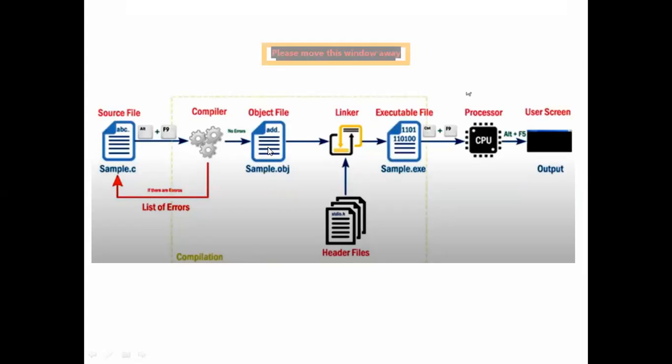This object file is then given to the linker, where I'll be adding the header files, for example stdio.h, which is standard input output, or conio.h, math.h, etc. I will be adding many header files. The output of this will be a file in the form of .exe. This is the executable file, in terms of zeros and ones, that can be understood by any processor.